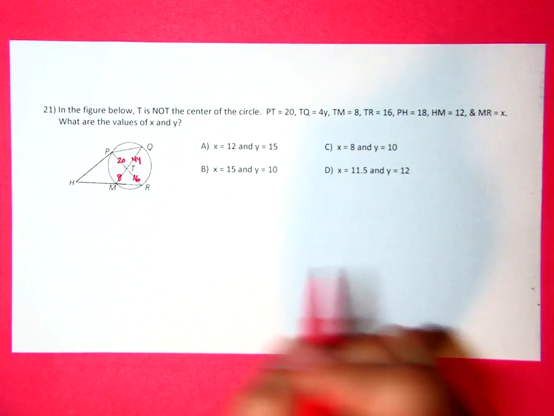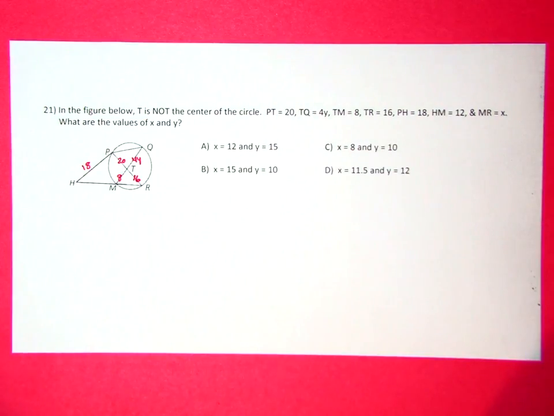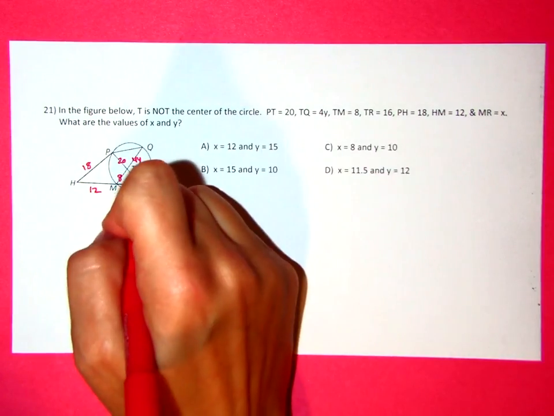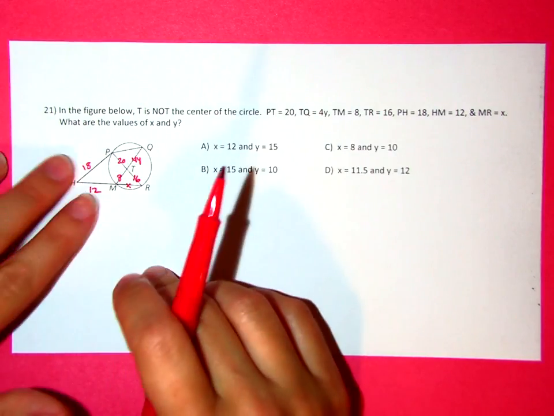I've also been told that PH is 18, HM is 12, and MR is X. We're trying to find the value of X and Y in here. Well, I'm going to start with those Y's because that's what the initial part of the information they gave us was.